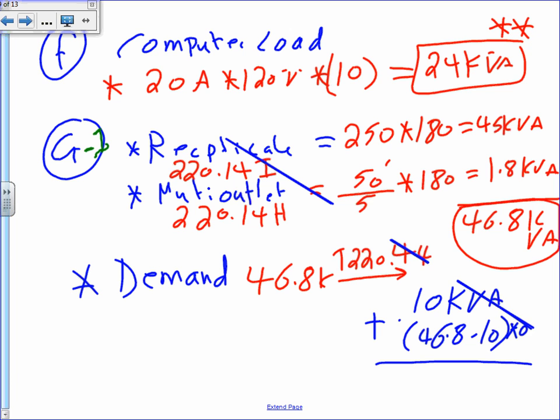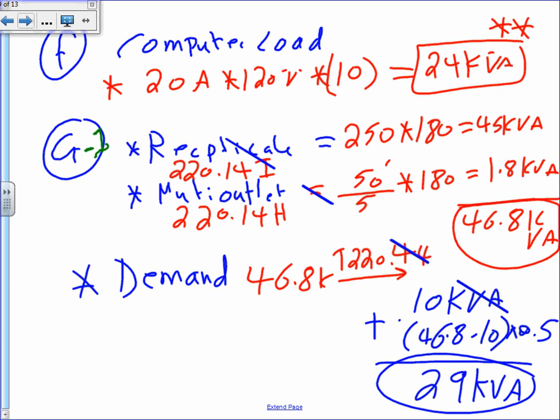Cool? 0.5. Okay, so then that will get you a 29, right? 29 kVA. This is for step G1. So I have 29 kVA, the demand. Any questions, guys, about the 29 kVA?